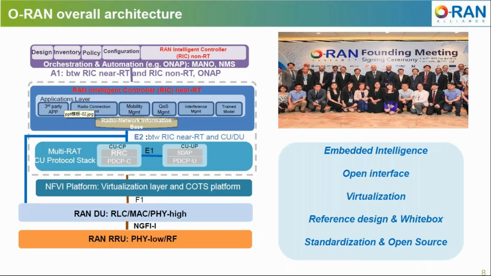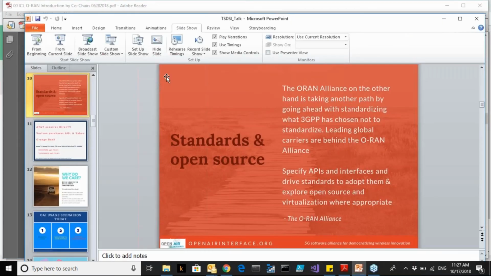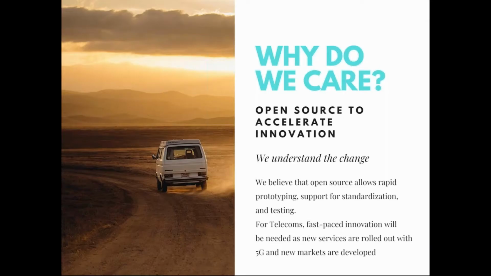On the right, you can see the keywords on which the ORAN Alliance is focused. And you can very well see standardization and open source as being a big topic here. The OpenAirInterface Software Alliance is very closely working with the ORAN Alliance to see how we can move forward on these topics. Okay, so these are things that I discussed.